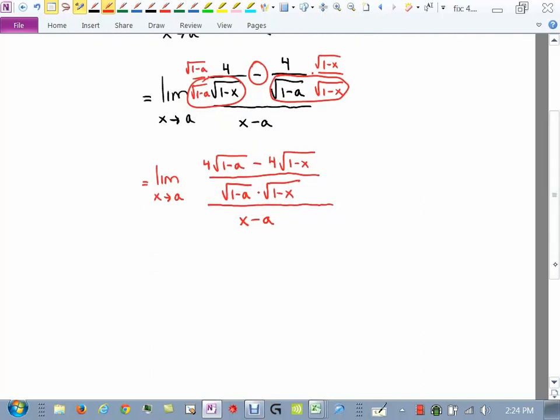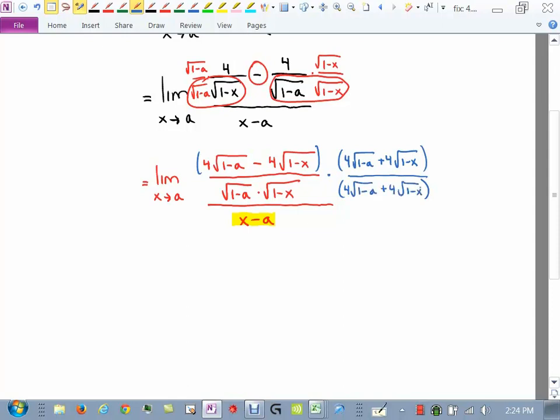Okay, I don't see anything that cancels right away again. In other words, I don't see anything that's going to cancel this out, so we don't have division by 0. So because I see square roots, I'm coming in with the conjugate, top and bottom here. Conjugate of what? Conjugate of this. So I'm going to go 4 root 1 minus a plus 4 root 1 minus x. And then on the bottom, same thing, root 1 minus a plus 4 root 1 minus x.